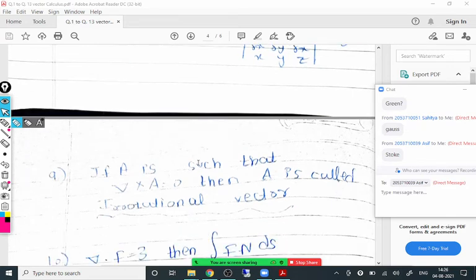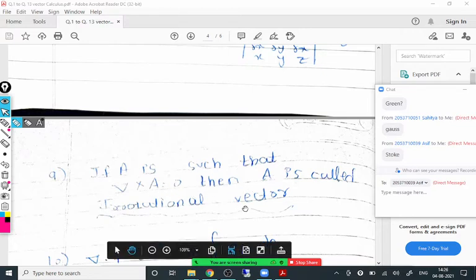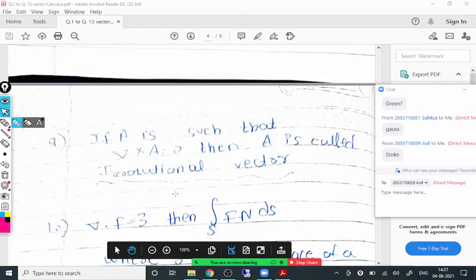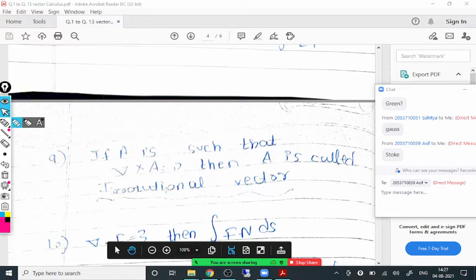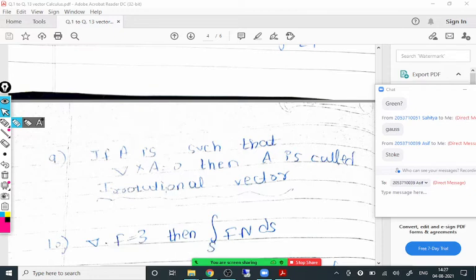Come to question 9. If A is such that del cross A is 0, then A is called an irrotational vector. Good. If it is a multiple choice question, you have to just see the correct option, whether irrotational is written or conservative is written. Both conservative and irrotational vectors have del cross A bar equal to 0. Any doubt up to here?